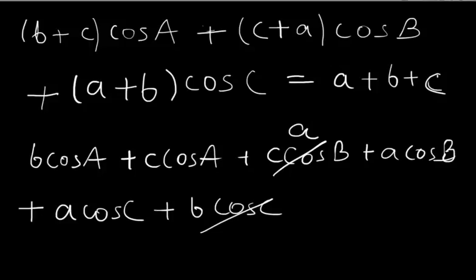Now just recall the projection formula for b. b is equal to c cos A plus a cos C, so cancel these. Instead of these two, we are going to write b. And now c is equal to b cos A plus a cos B, so cancel these. Instead of these two, we are going to write c. So now notice that the left hand side is equal to b plus a plus c, which is equal to a + b + c.